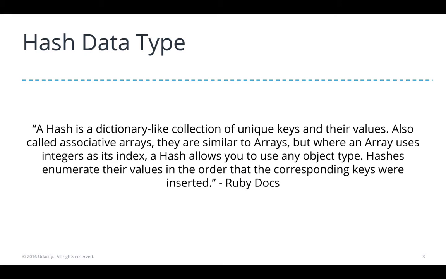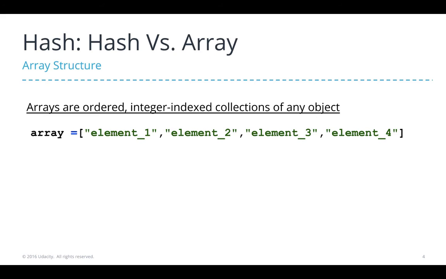What is a hash data type? A hash is a dictionary-like collection of unique keys and their values, also called associative arrays. They are similar to arrays, but where arrays use integers as their index, a hash allows you to use any object type. Hashes enumerate their values in the order that the corresponding keys were inserted. So what does that actually mean?